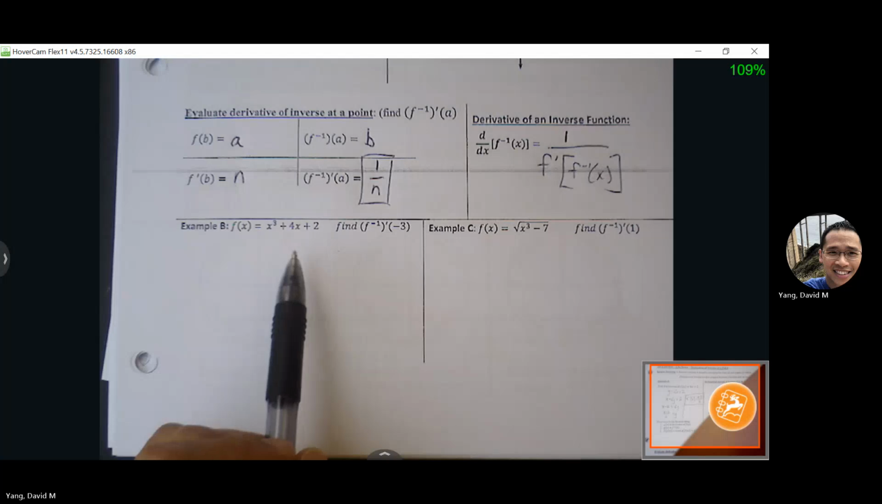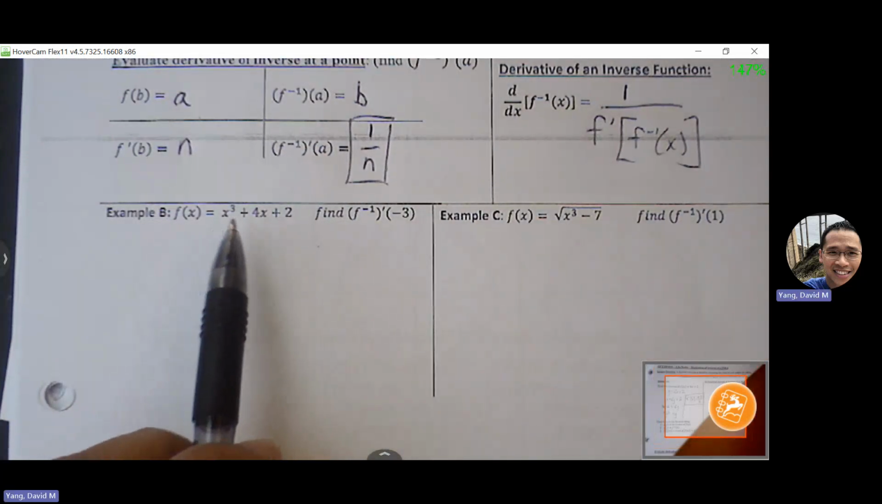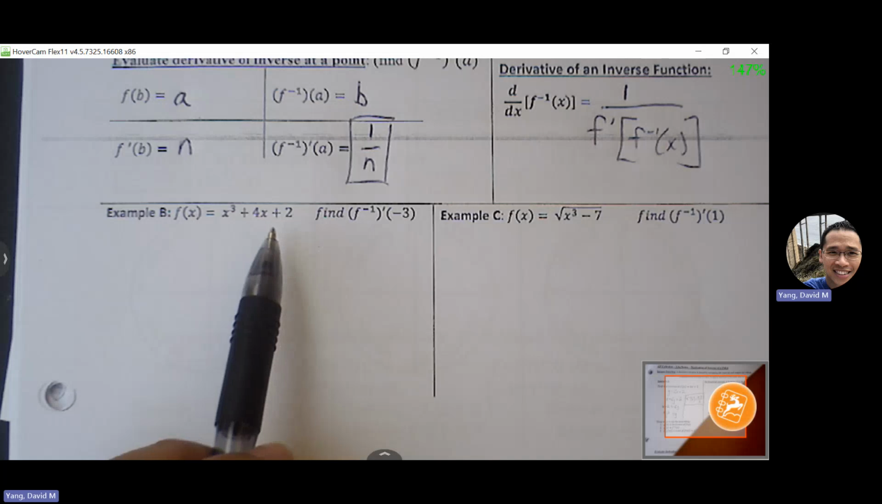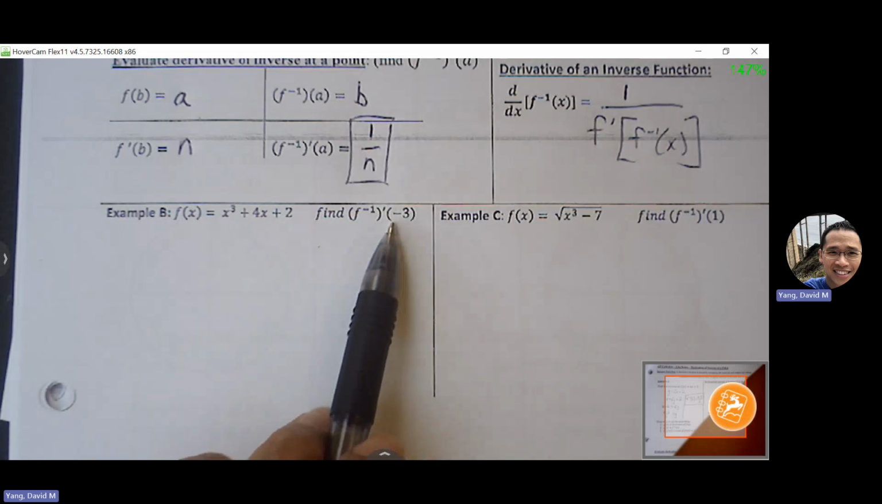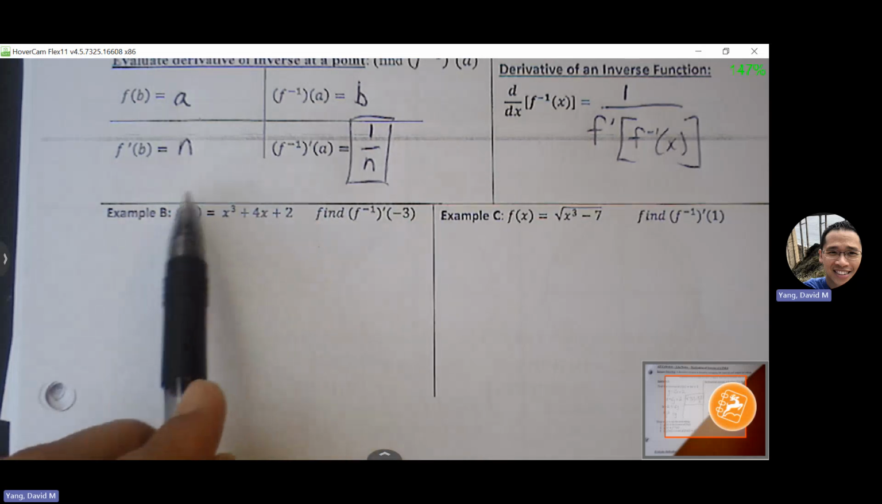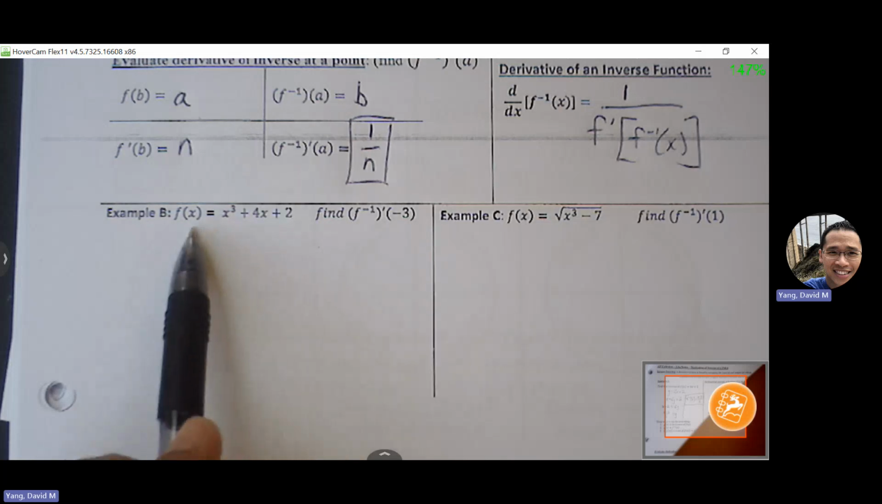So here's example B. We have our function x cubed plus 4x plus 2. It's some cubic function. We're trying to find the slope of the inverse at -3. We don't have the inverse function. We have the function in front of us. We're not going to try to find the inverse function. It's going to be too complicated. We're just going to rely on the function.